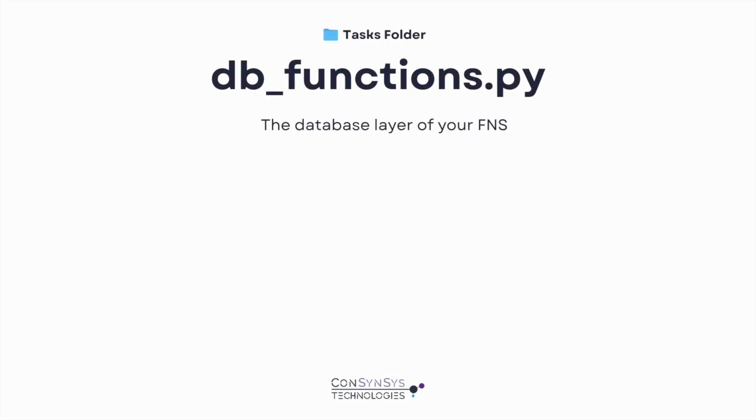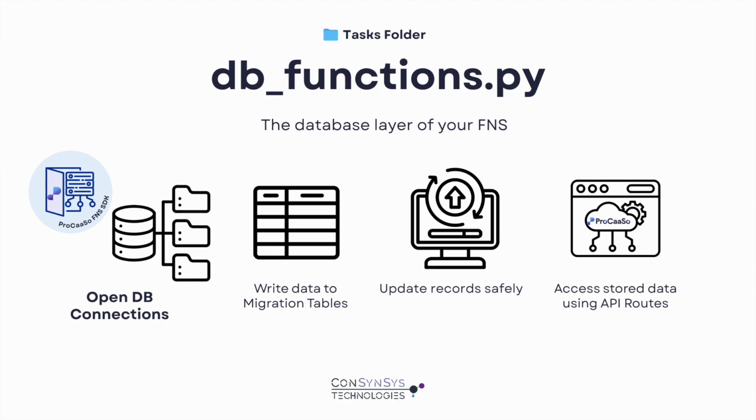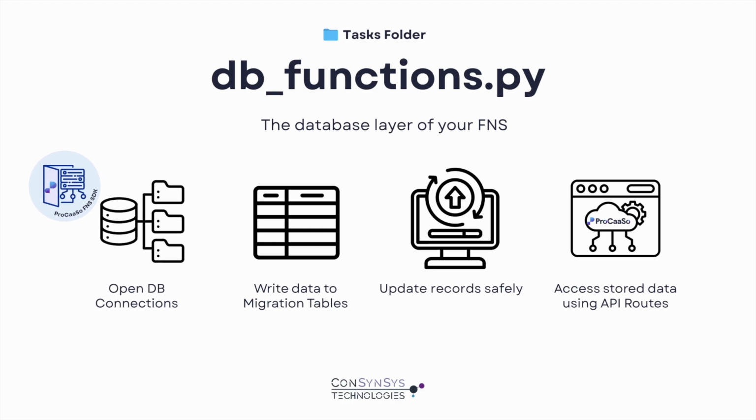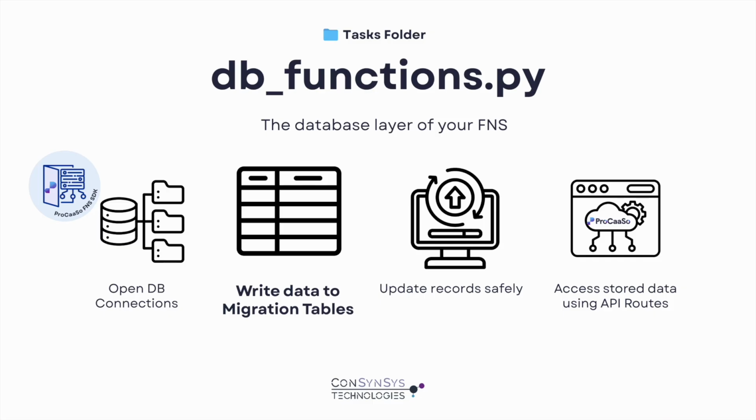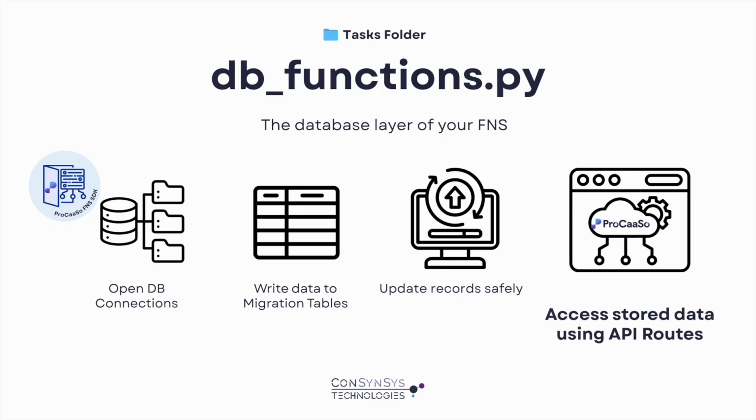The dbfunctions.py file is your backend's database layer. This file is responsible for opening database connections through the FNS SDK, writing records into the tables that you created in your migrations folder, updating existing records safely, and accessing stored values using your API routes.